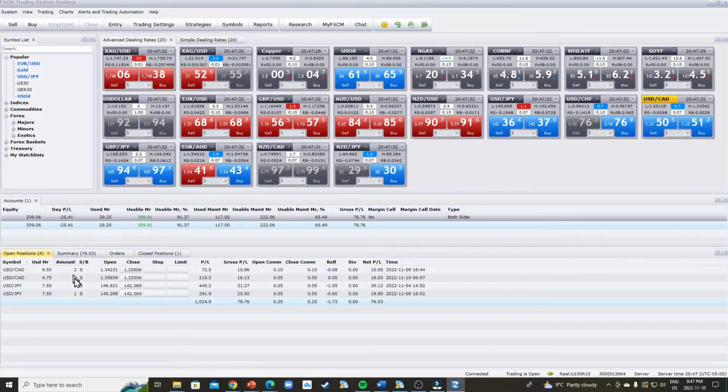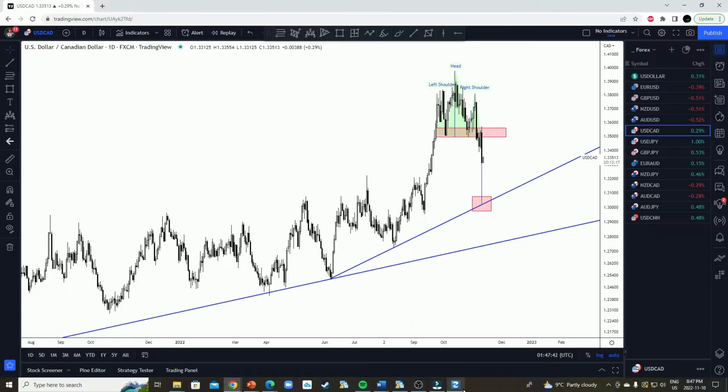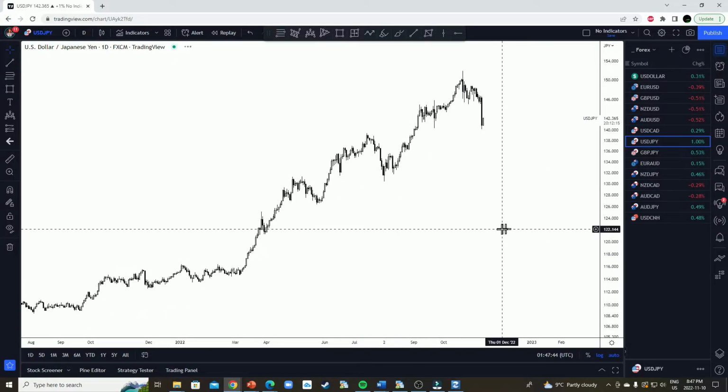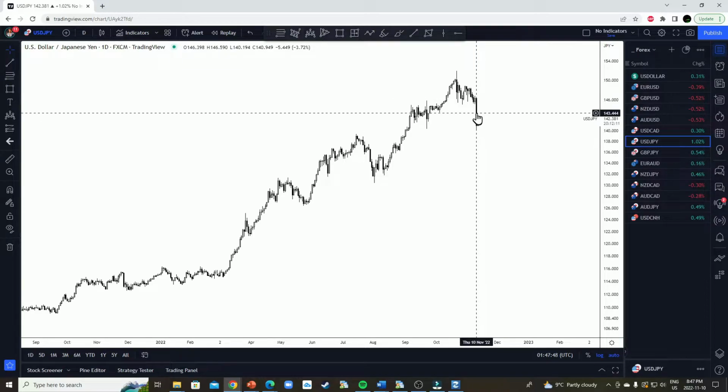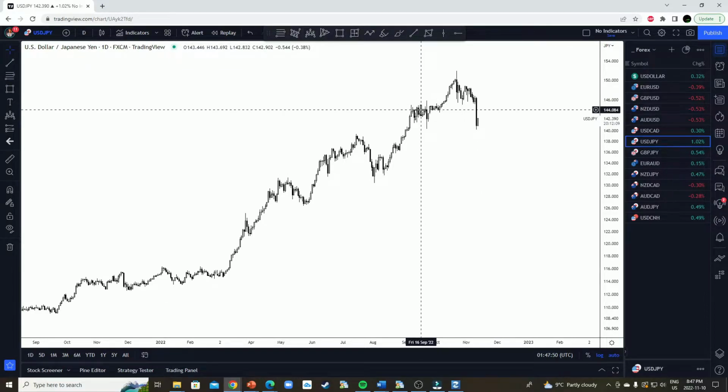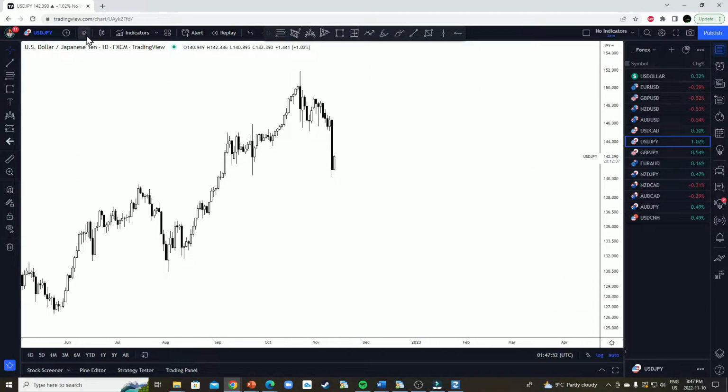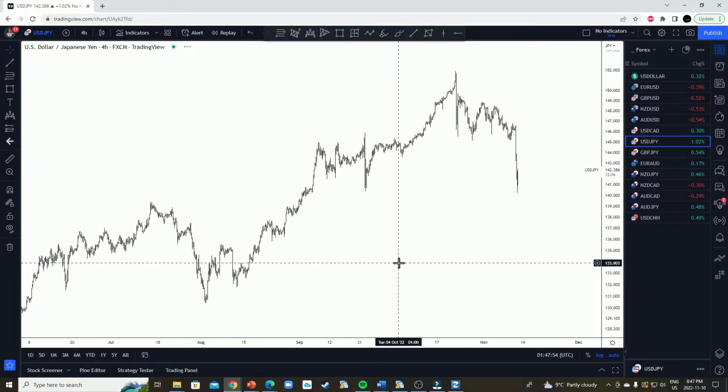So right now I have 3 lots, 3 micro mini lots, and I just need to wait here, so there's nothing to do. And on the US yen, I think that this break is not over. It's going to retrace a bit here to test back this zone. Let me go on the 4-hour.